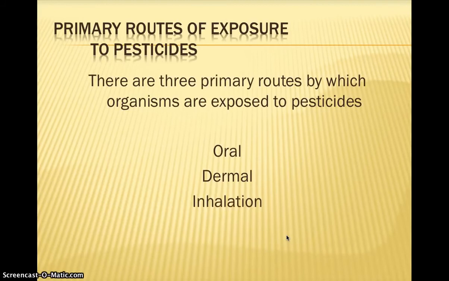So one final thought here before I pause. There are actually 3 routes that you can be exposed: oral, dermal, and inhalation. I think you can make a guess about what these mean. So I'm just going to have you pause here, and on your paper, what do we mean when you're exposed to a pesticide or exposed to a toxin orally, dermally, and inhalation? What do those mean?